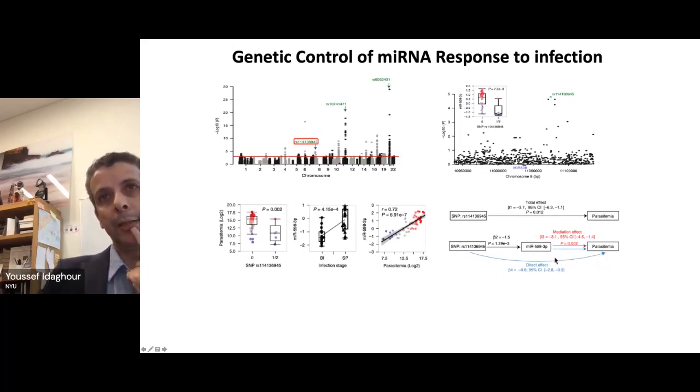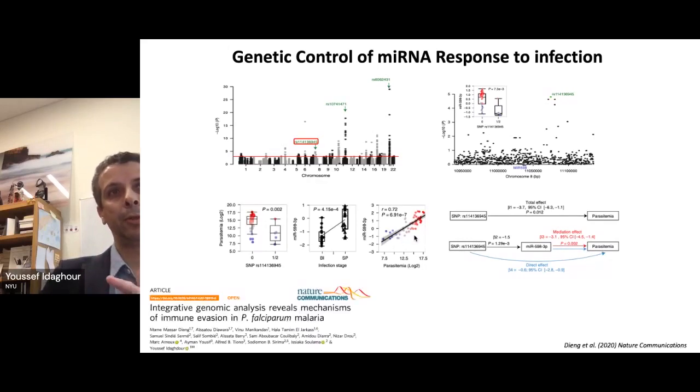Now, this is much more complex than what I'm showing you here, because, as I mentioned earlier for the BCL2 gene, we don't know for sure what the target genes of this microRNA are and how it relates to parasitemia in terms of the positive correlation that we see here. And that's the focus of our next research on this topic. I didn't go over all the details that we went through in this project, but these results were published last year in this publication, if you are interested.